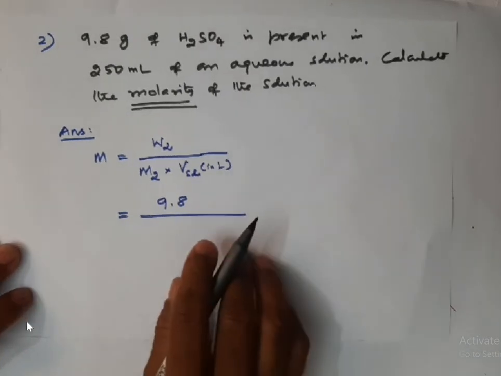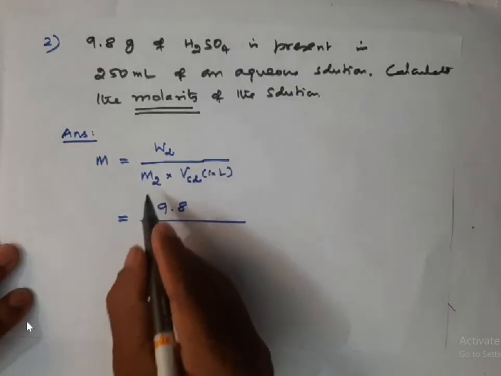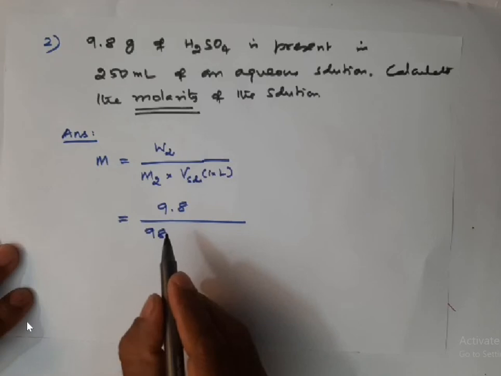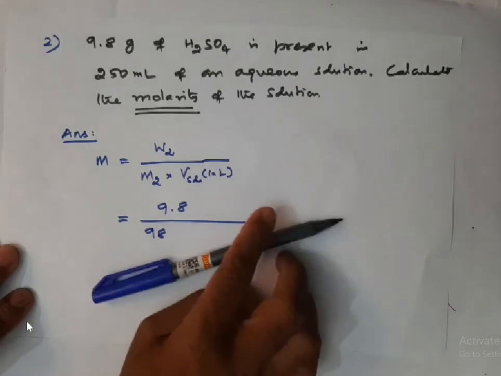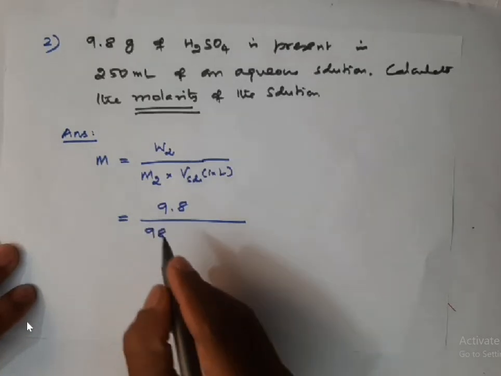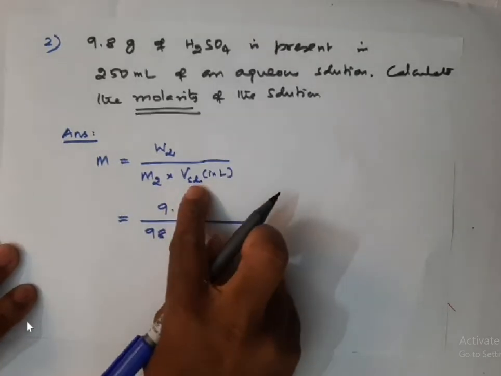Yes, everyone turn on your camera. 98, sir. 98, very good. Molar mass of sulfuric acid is 98. What is the molar mass of glucose? 180, sir. 180, good. Molar mass of calcium carbonate? 100. 100, yes. Okay, remember those values, it's very important, right? 98 into volume of the solution in liter.